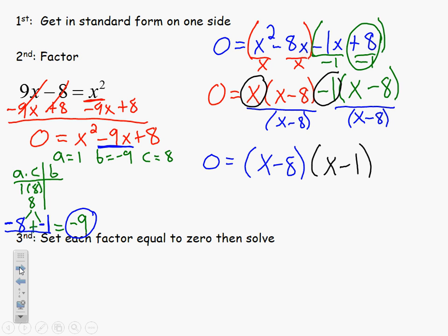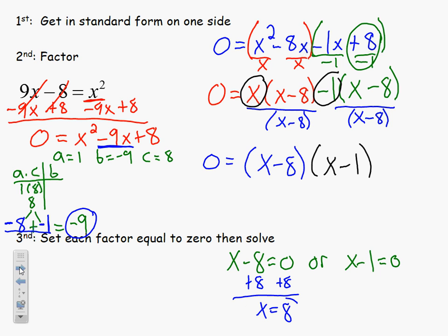Now that I have my two factors, I can set them equal to 0. So I have x minus 8 equals 0, or I can have x minus 1 equals 0. Solve both of these. This one I'm just going to add 8 to both sides. So x equals 8. Or if I solve my other one, I add 1 to both sides, and x equals 1. So my answer for this one will be either 8 or 1.